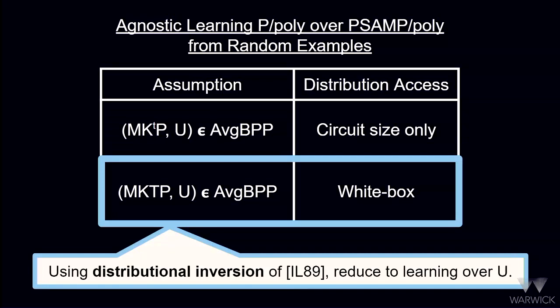I won't go into detail, but essentially what we do is take a distributional inverter for the sampler of the distribution we want to learn over. And we apply it to all the samples we're given, and intuitively this puts us back in the case of getting uniformly random samples. I don't expect that to paint a complete picture of the argument, but I just want to mention it because it explains the need for white box access to the sampler. So in particular, the inverter needs to know the code of the circuit it's inverting.